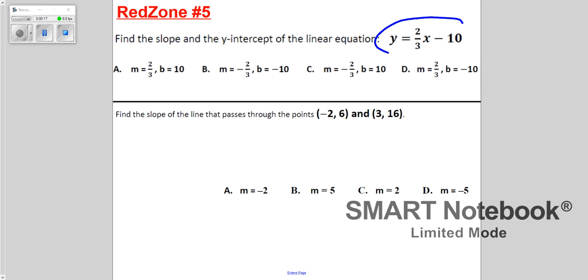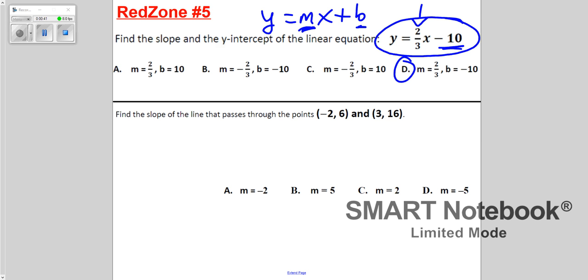So this equation is great because it's in a form that we like. It's called slope-intercept form. Slope-intercept form is y equals mx plus b, where m represents the slope and b represents the y-intercept. So the slope in this case is the 2/3, and the y-intercept is -10, choice D.